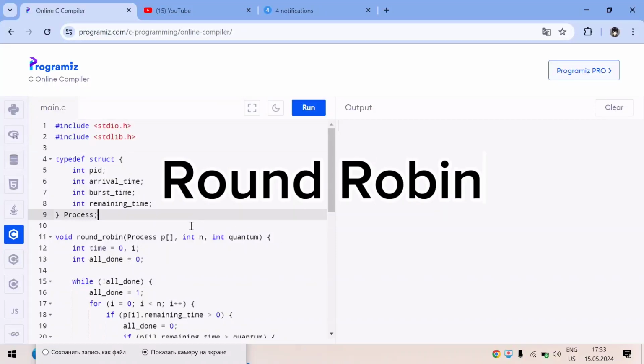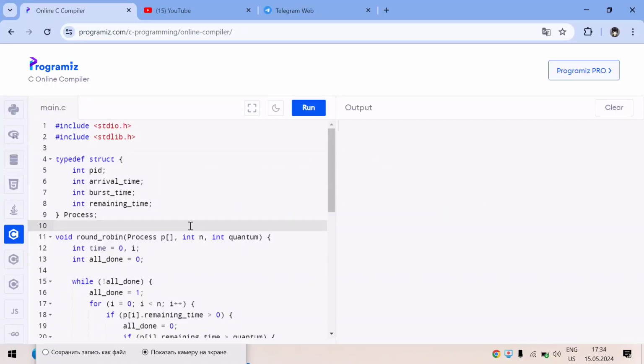Hello everyone, today I will explain several scheduling algorithms in operating systems like round robin, priority scheduling, shortest job first, and first of all is the round robin algorithm. Here's a C code for implementation of this algorithm.